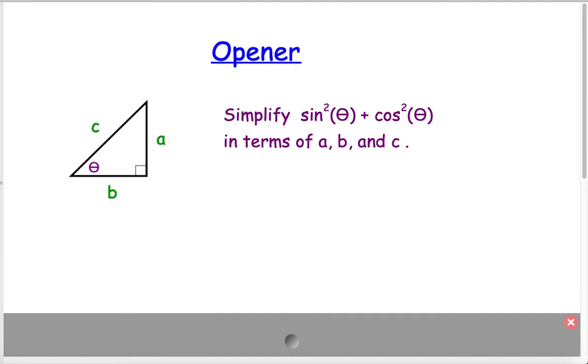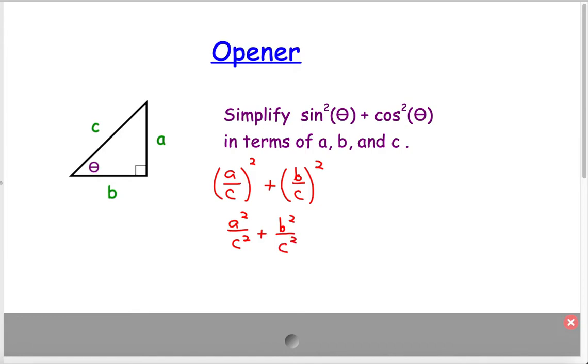Let's see what happens. The sine of theta is opposite over hypotenuse, so that's A over C. So the sine squared will be A over C quantity squared. The cosine of theta, likewise, that's adjacent over hypotenuse, so we have B over C, and that's squared as well. So let's simplify this. We wind up with A squared over C squared plus B squared over C squared.